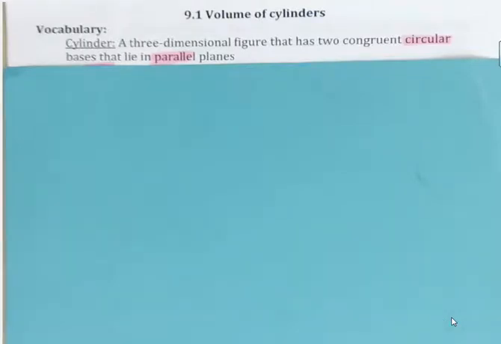But in case you don't, a cylinder is a three-dimensional figure, which means a 3D figure, that has two congruent circular bases that lie in parallel planes. So in other words, your bases are circles, and if you were to extend your bases, they're never, ever going to touch. That's what parallel is, right? They run side by side. Think of a soup can. The circle on the bottom and the top, those are your bases. And if you extended those forever and ever, those circles are never going to touch.